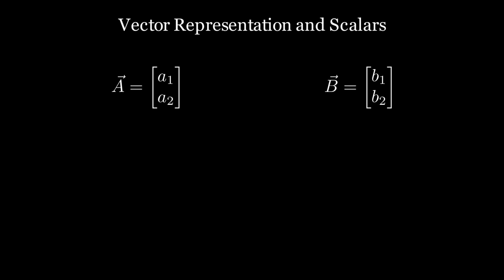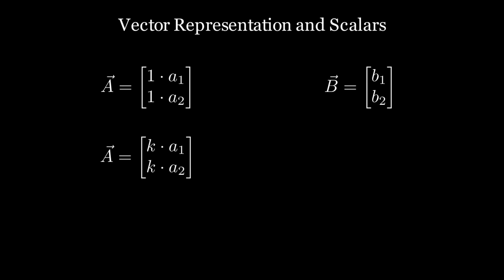This matrix can be rewritten as k times A1, k times A2, and k times A1, A2. The k is called the scalar. By altering the scalar k, we can change the length of the vector.